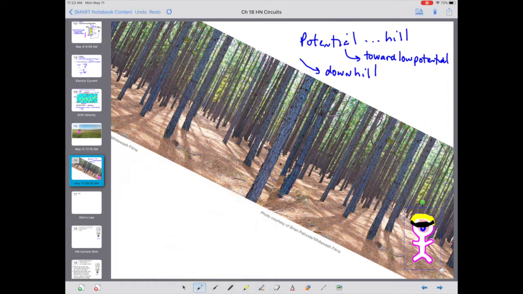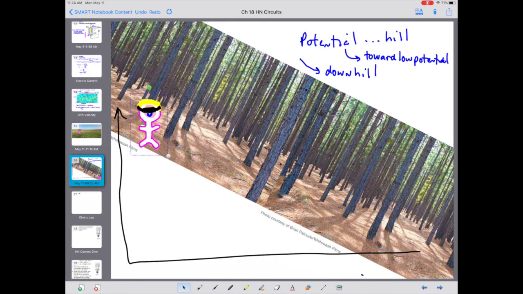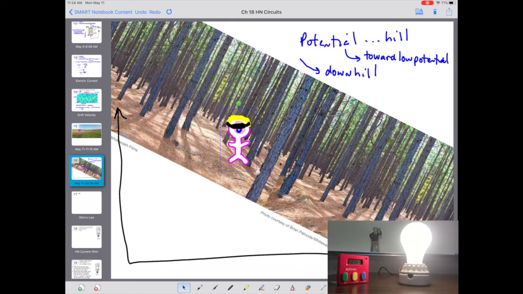Well, they go through that chemical reaction. And that chemical reaction brings energy back to them and brings them back to the top of the hill, so to speak, to the high potential. And then our person, our electron, goes through the whole process again and again and again. But keep in mind that the electrons are the electrons that are in the battery, in all the parts of the wire, in anything that is in the circuit.